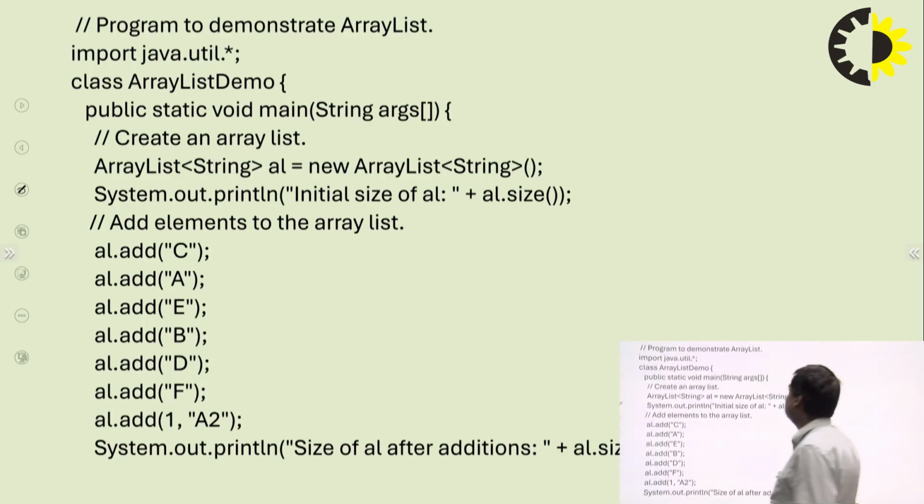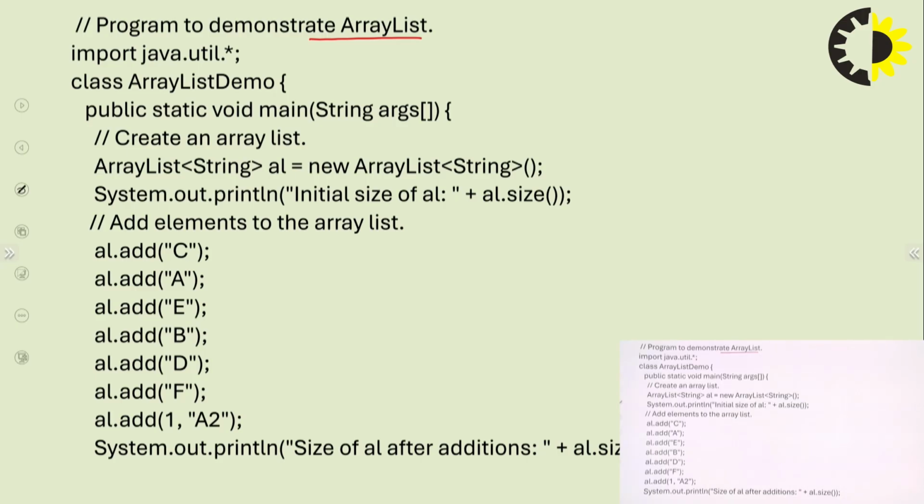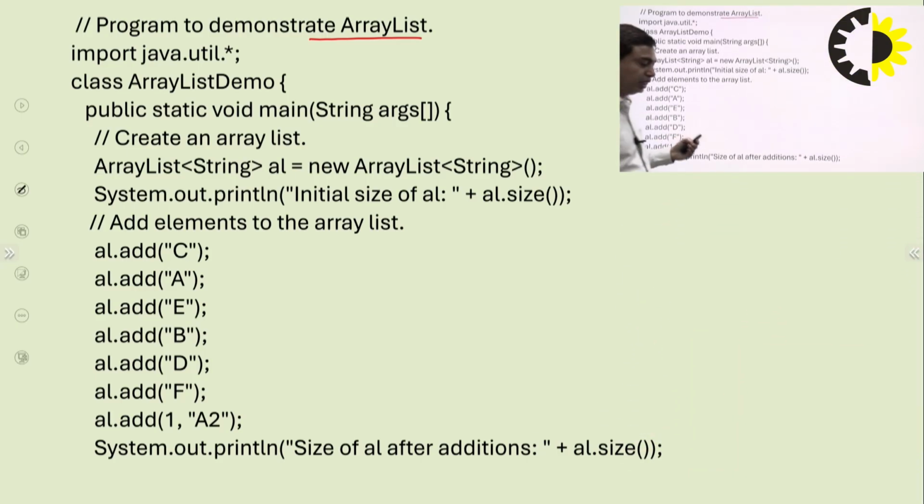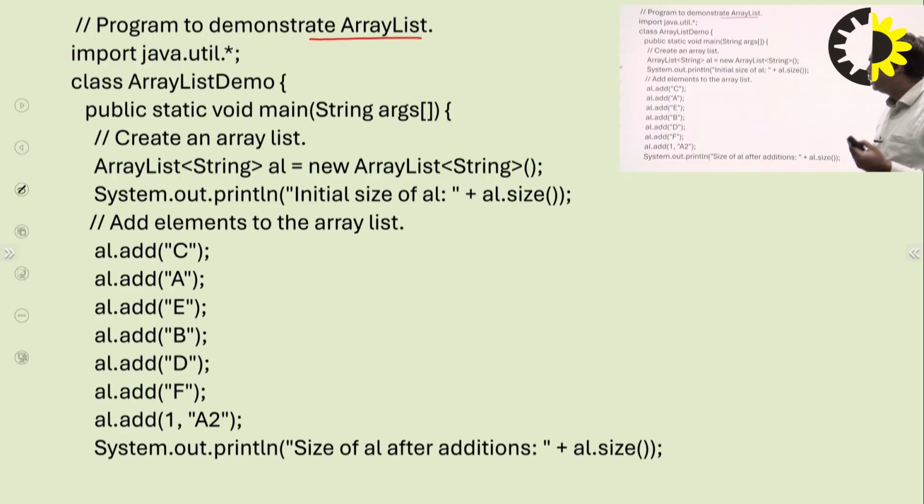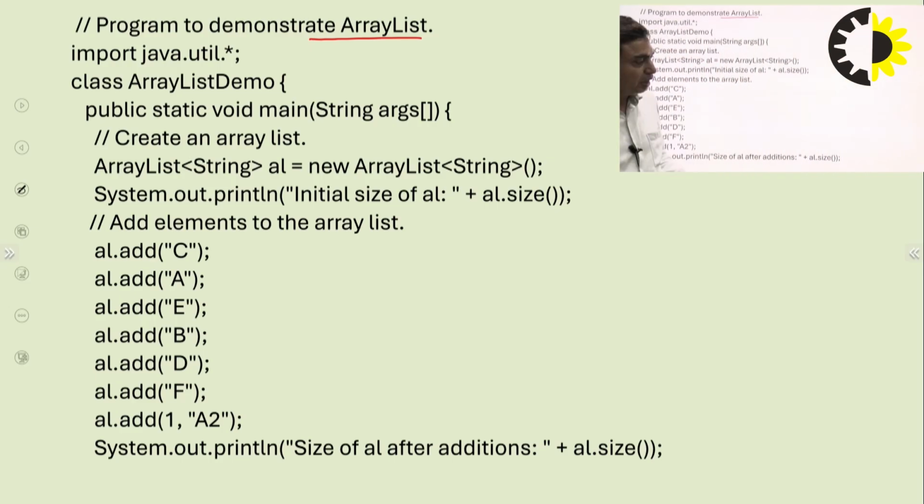Next, a program to demonstrate the ArrayList. Here I am going to explain an example of the ArrayList class. Again I am repeating, the ArrayList class is a collection class. It is part of the collection framework. So I am showing a very simple example of a collection, and in this example I am explaining only the ArrayList class, which is a type of collection from the collections framework.